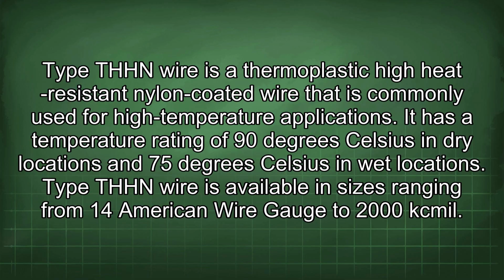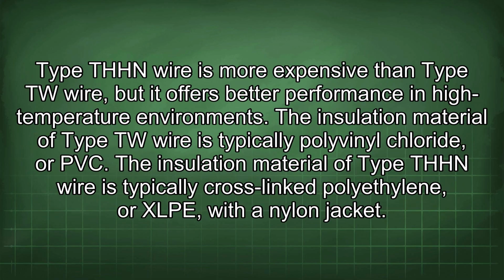Type THHN wire is available in sizes ranging from 14 American wire gauge to 2000 kcmil. Type THHN wire is more expensive than Type TW wire, but it offers better performance in high temperature environments. The insulation material of Type TW wire is typically polyvinyl chloride, or PVC.